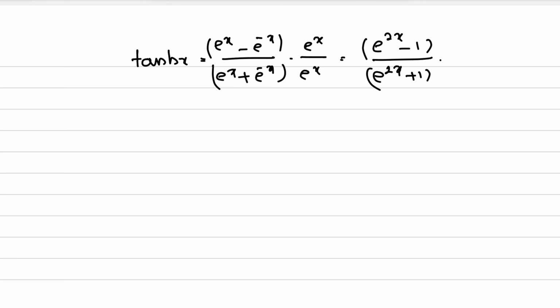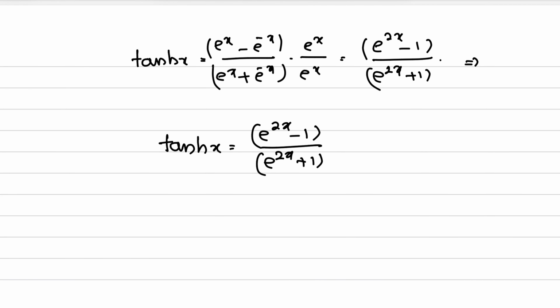Because e to the power of x into e to the power of minus x is 1. That implies, it is a very important identity. Please remember this. tanh x is equal to e to the power of 2x minus 1 divided by e to the power of 2x plus 1.